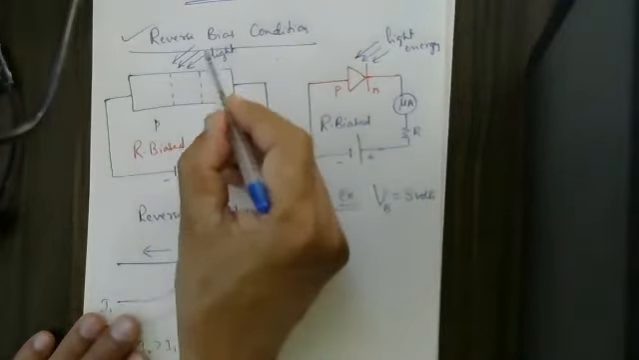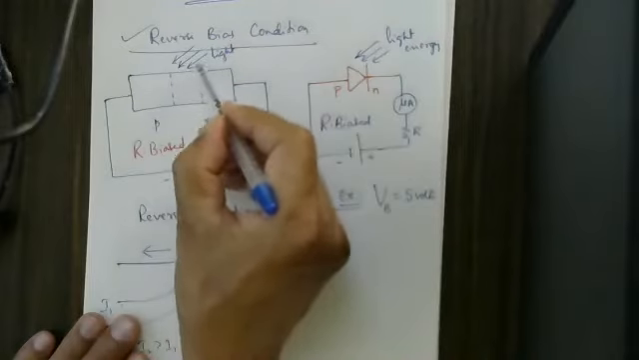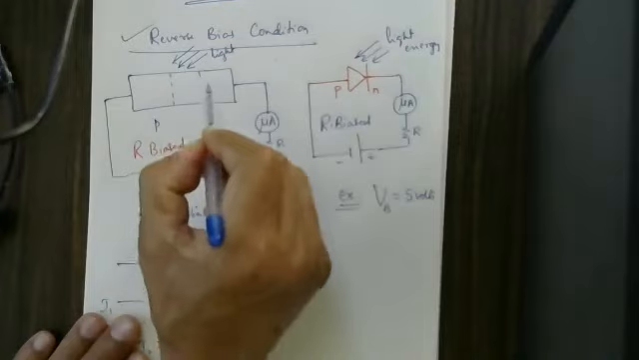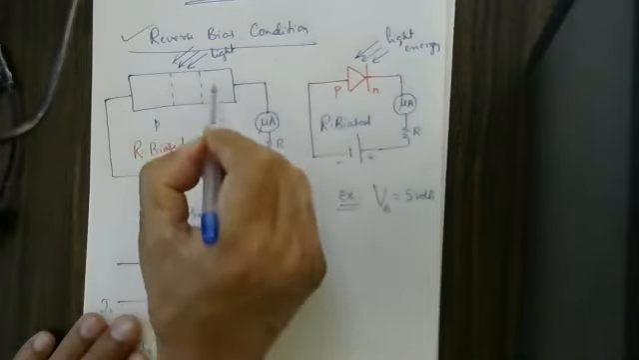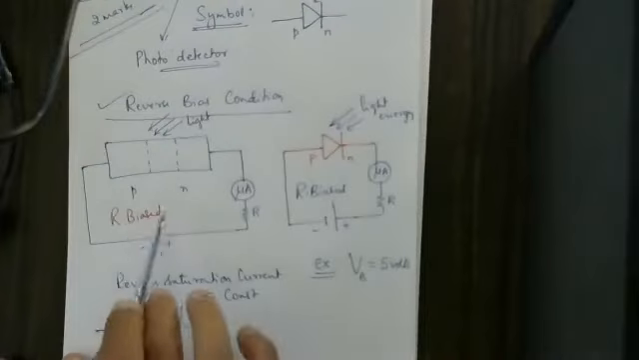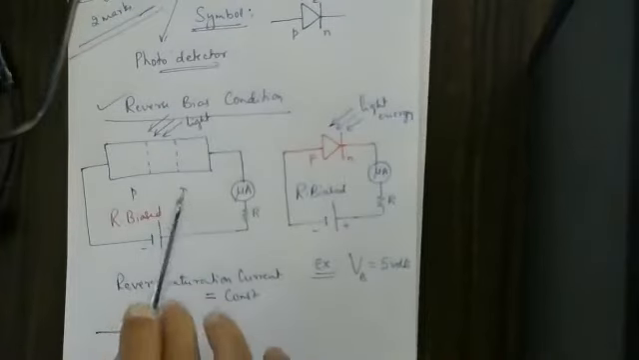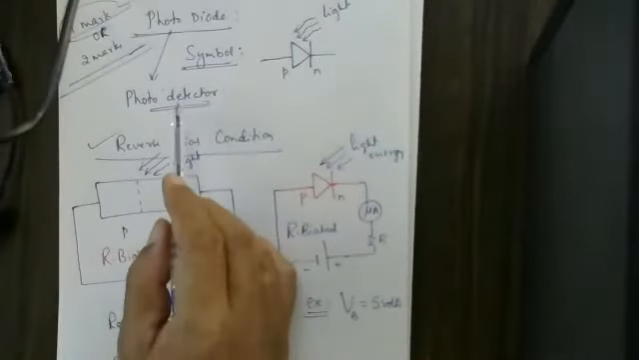Then if light energy of a suitable wavelength, frequency or energy is incident, that energy is sufficient to break the covalent bonds. Hence the number of electron-hole pairs goes on increasing, and then suddenly the current strength increases. This is the principle and working of the photodiode, or I can say the photodetector.